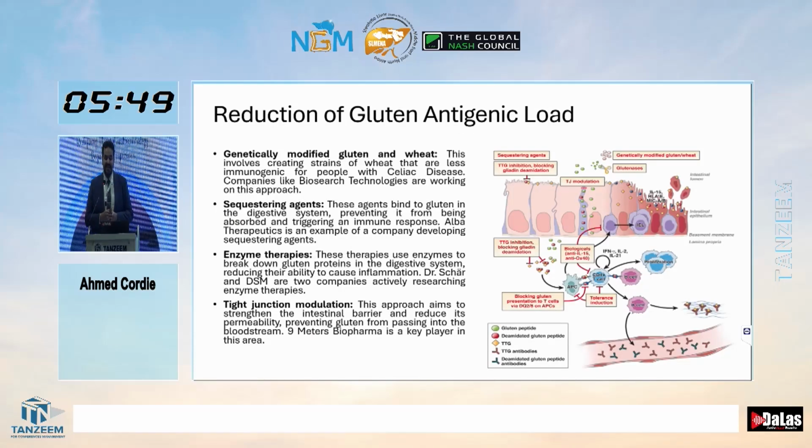The medications that are under development, according to the pathogenesis that we showed in the first one or two slides, may work through the following 3 strategies for treatment. Firstly, to reduce the gluten antigenic load, maybe through genetically modified gluten, sequestrating agents or enzyme therapies, or something making the junctions of the mucosa tighter.